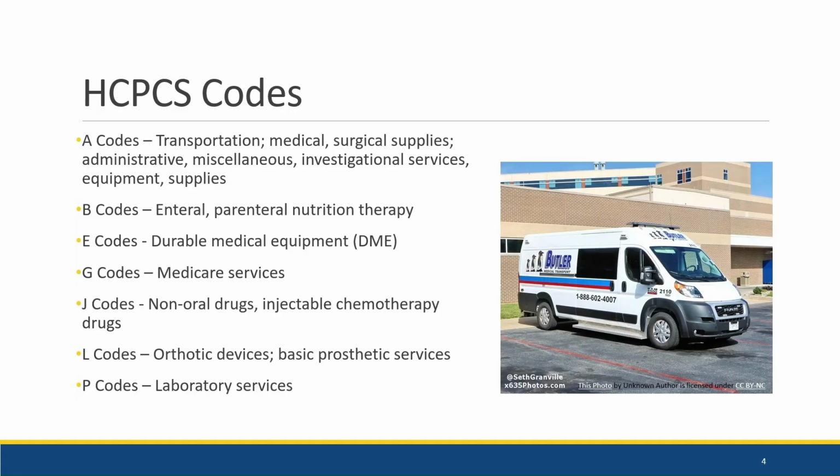Like CPT codes, HCPCS codes are also 5 characters long, but they all start with a letter, very similar to our ICD diagnosis codes. The letter is going to correspond to the section that that particular code belongs to, such as E codes for durable medical equipment. This is things like wheelchairs and crutches. Or you have your J codes, which are for all the non-oral drugs.